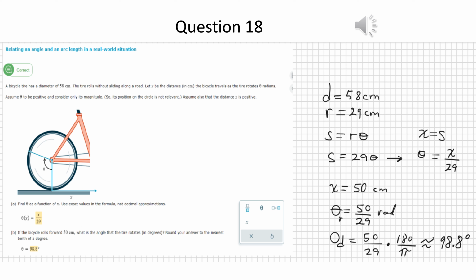Plugging in, it's 50 divided by 29, but this is in radians. In order to convert to degrees, you multiply by 180 and divide by pi. Everything using a calculator, decimal approximation of pi. So you round to the nearest tenth, so 98.8 degrees. It's a rotation of the wheel.